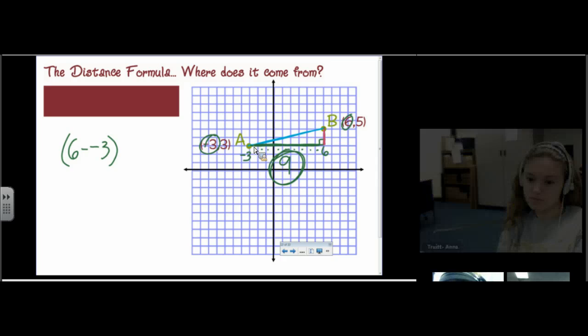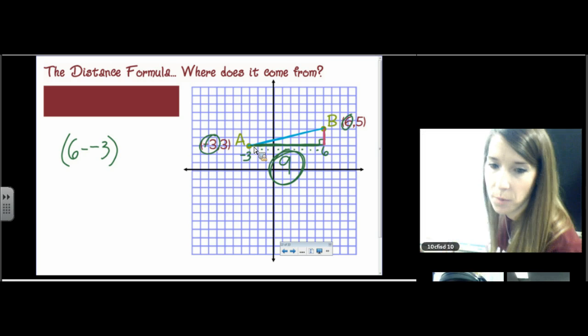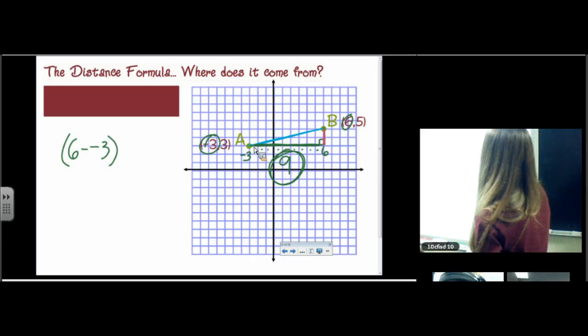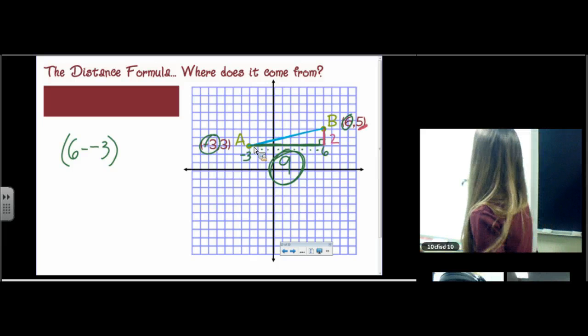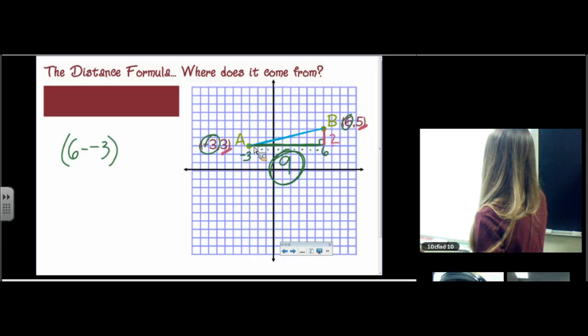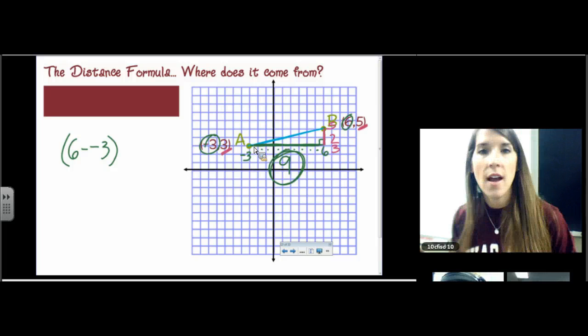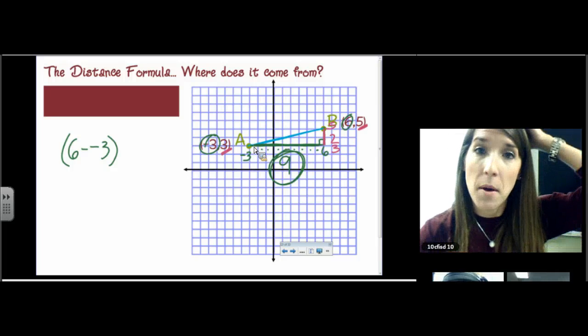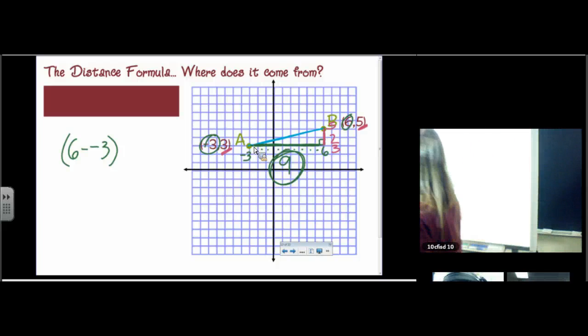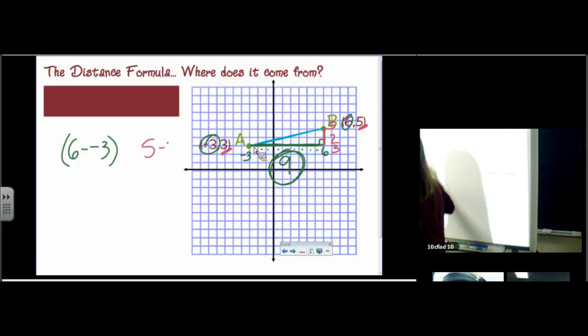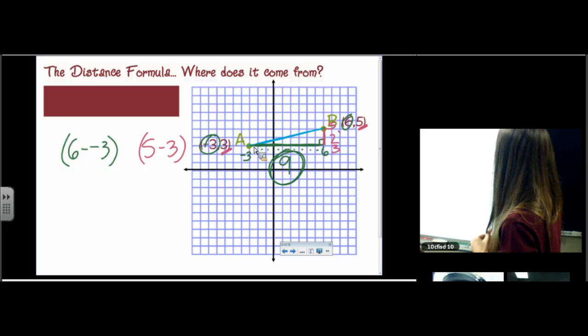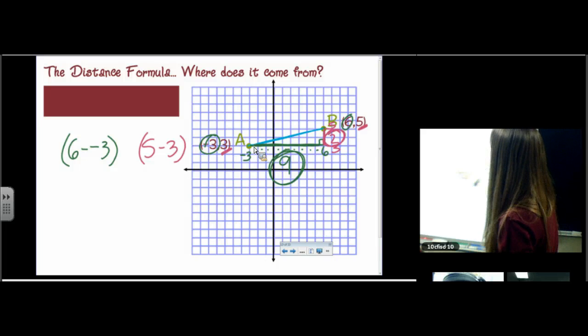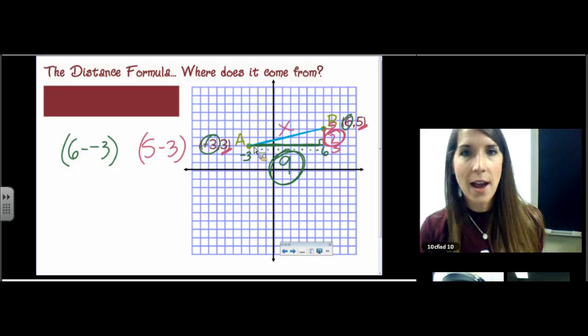And we can all see that it's 2, but let's make sure we know where that's coming from. The y's are 3 and 5. This is 3, and this is 5. How do you find the distance? You subtract them. 5 minus 3. And that's 2.